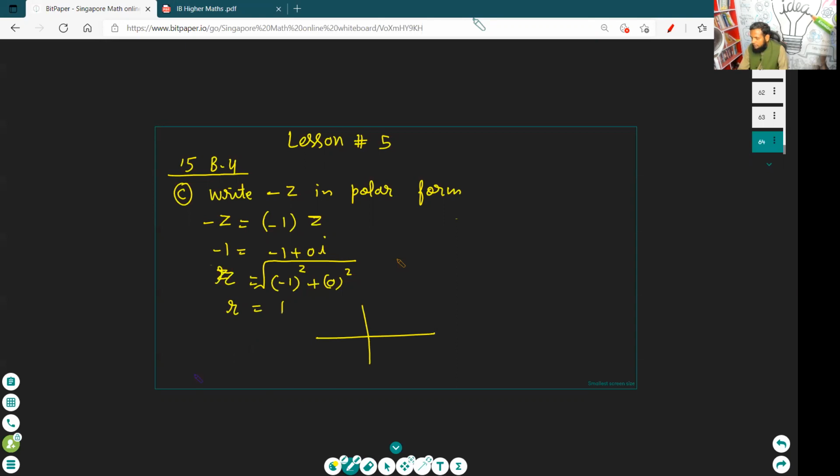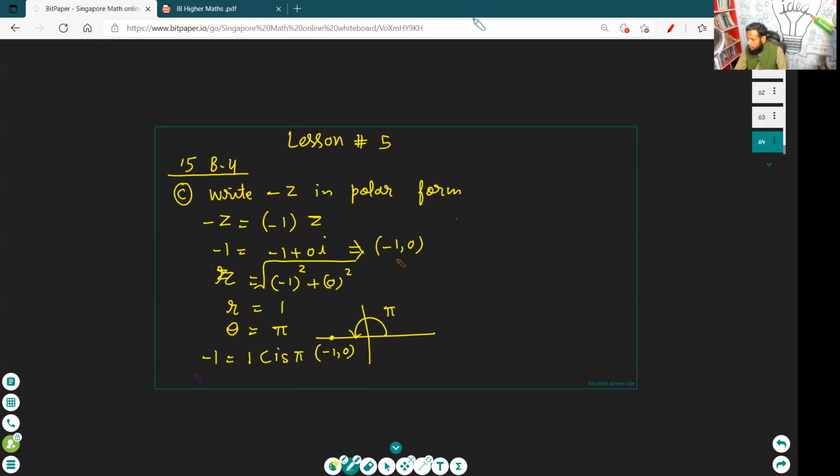This is the point minus 1 comma 0, in ordered pair form, minus 1 comma 0. So we know that this makes pi. Clear? So our argument is pi. The modulus is 1. So this minus 1 in polar form is equal to 1 cis pi.